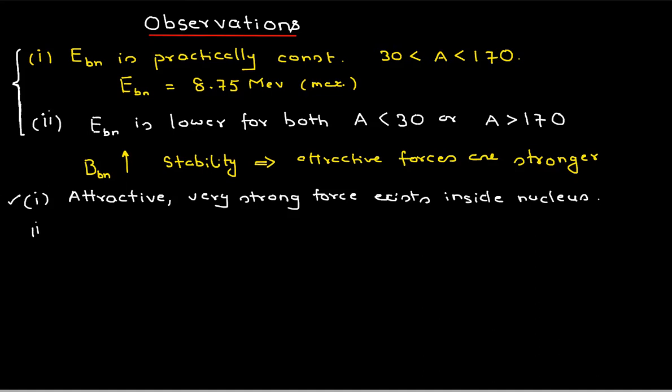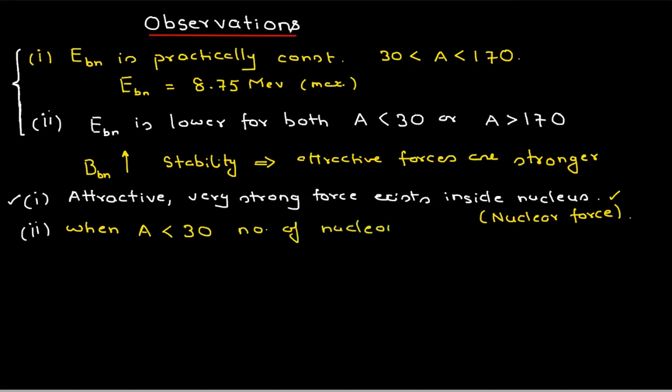Now what happens is, because of this attractive force only, because of the nuclear force, you can call it nuclear force. Okay, because of this nuclear force only, everything is happening here. When, like what Roger said, when atomic number is less than 30, number of nucleons are lesser, and hence attractive forces are not many.